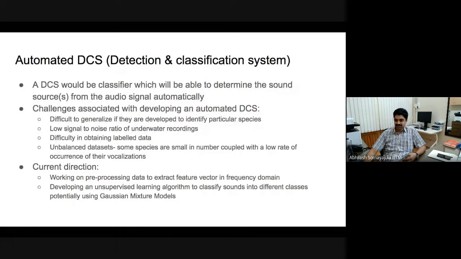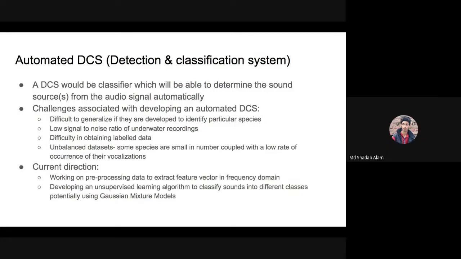Any other thoughts? Yes, sir. One thought. And there's a Gaussian mixture model. What is this? I haven't seen this before. So can you tell me what is this Gaussian mixture models?